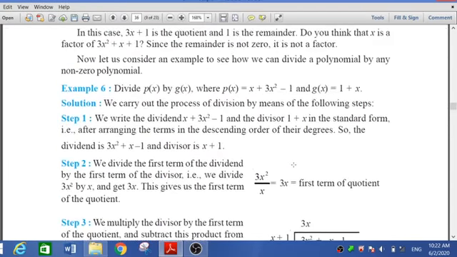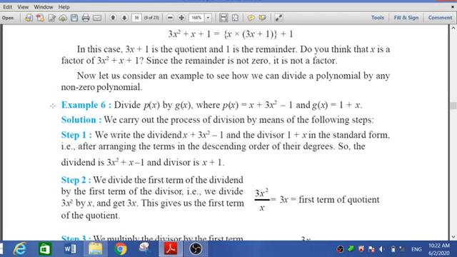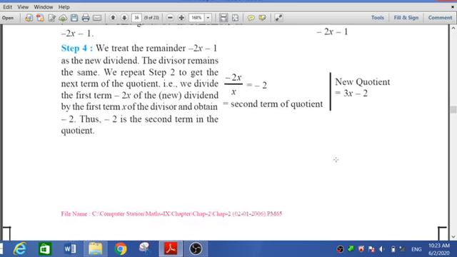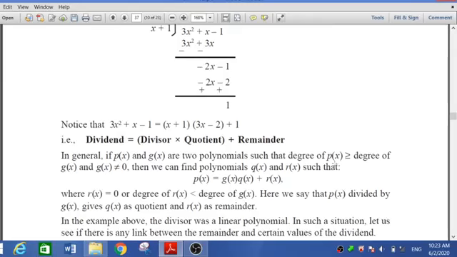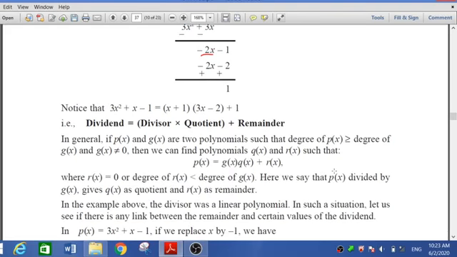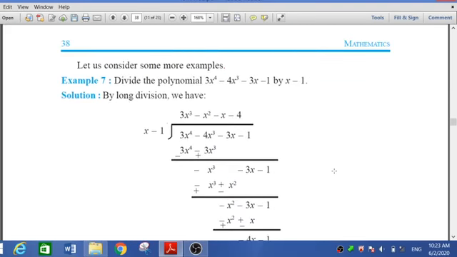These are all the steps if you want to understand properly. Always remember: first term of dividend, first term of divisor. If you do it that way every time, first term of dividend by first term of divisor, then you will understand it and you will do it.